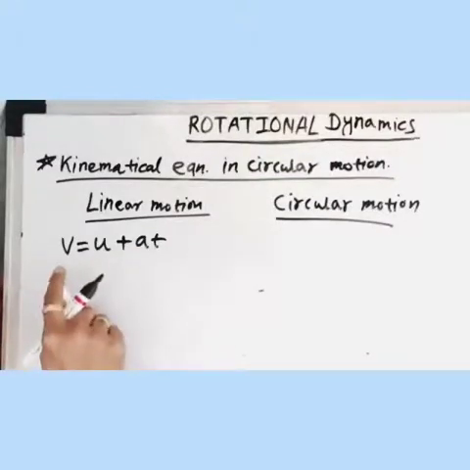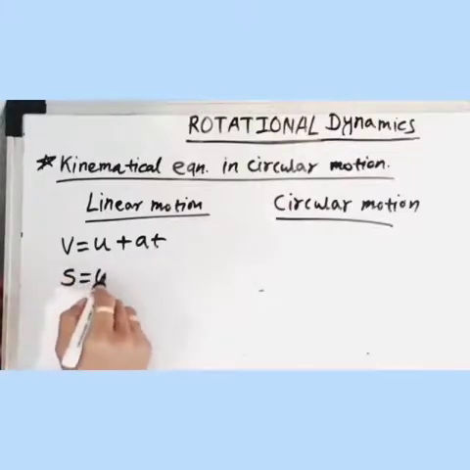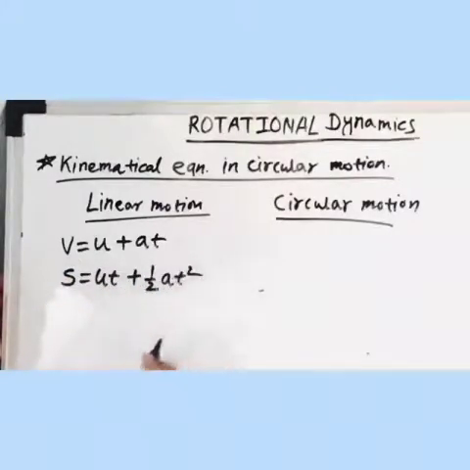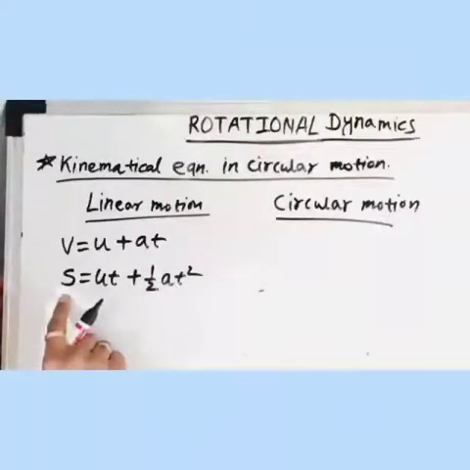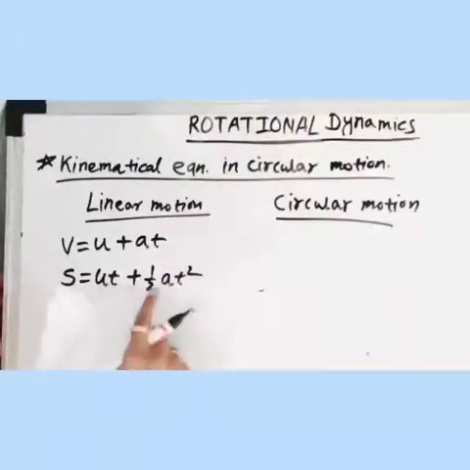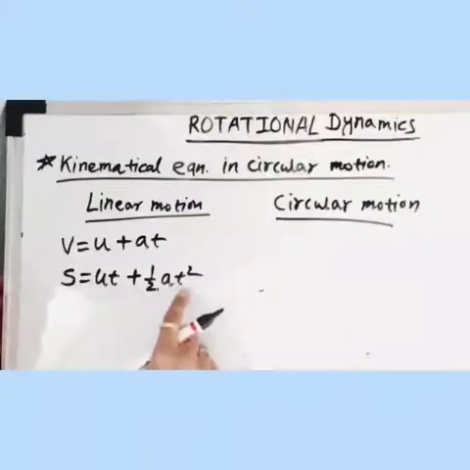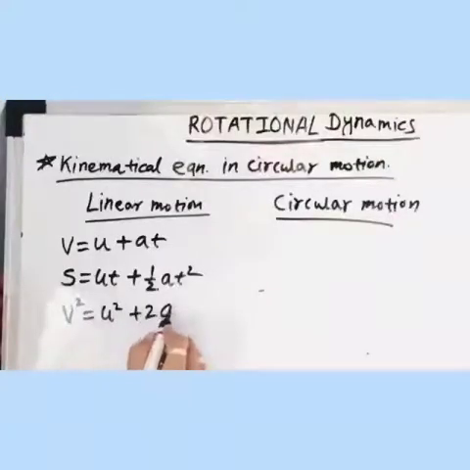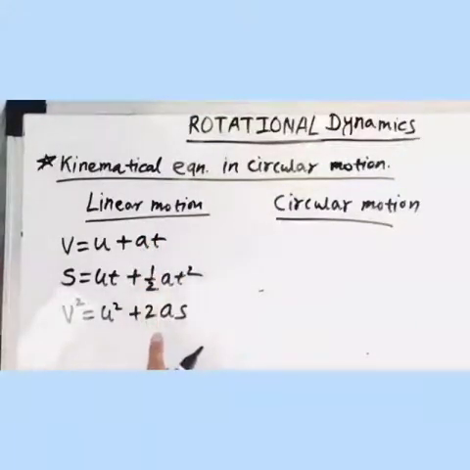Second kinematical equation, S is equal to UT plus half AT square. S is the linear displacement, U initial velocity, T time, A linear acceleration, T time. And last, third kinematical equation, V square is equal to U square plus 2AS. V final velocity, U initial velocity, A acceleration, S displacement. These are the three kinematical equations which we are using in linear motion.